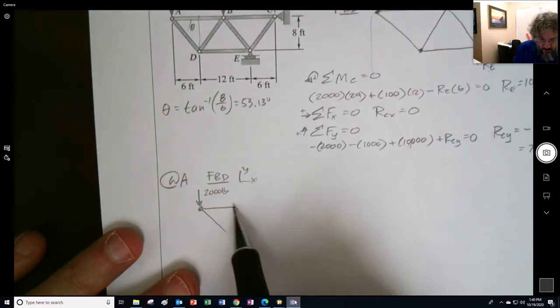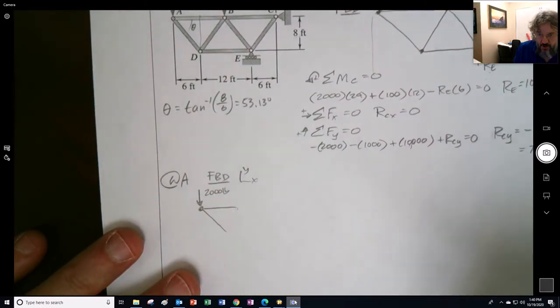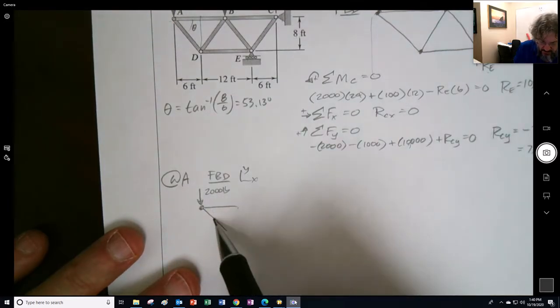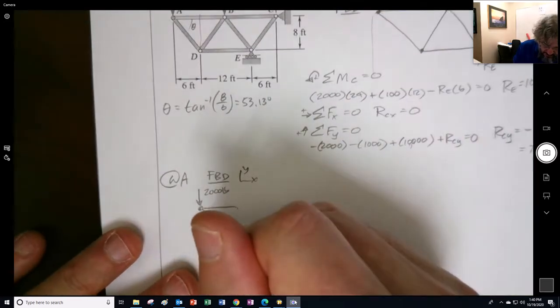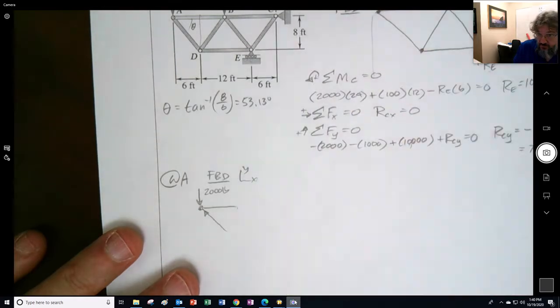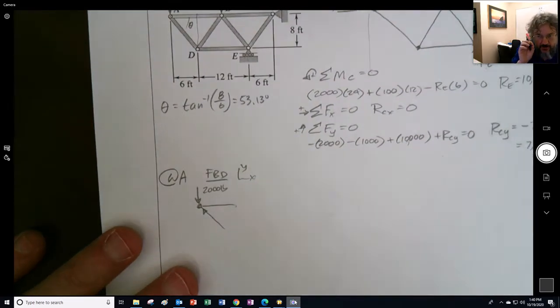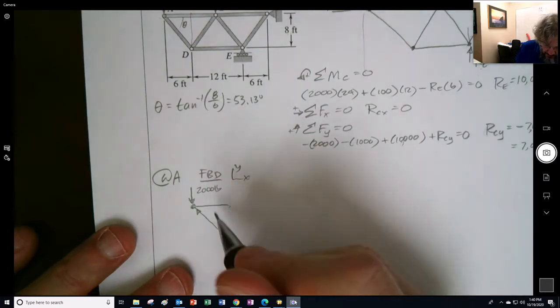This has no vertical component to it. These are all two force members. All the joints are pinned. So this guy has to be coming upwards to counteract the vertical part of that 2,000 pounds. That's the thought process you want to try to develop here.